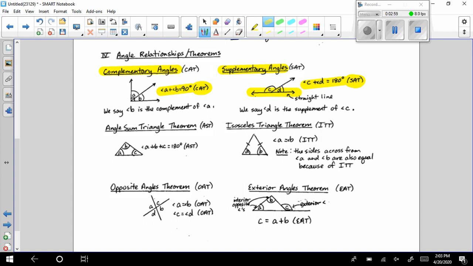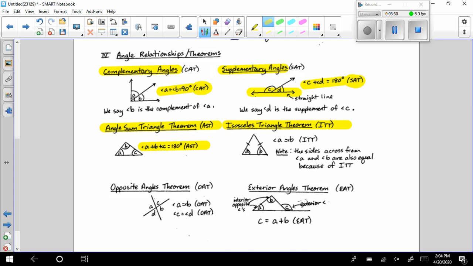All of the angles inside of a triangle add up to 180 degrees, and angle sum triangle theorem is the name of that relationship. You will often see it abbreviated to AST and sometimes ASTT, depending on the text. So the relationship is that angle A plus angle B plus angle C equals 180 degrees, and our justification is AST.